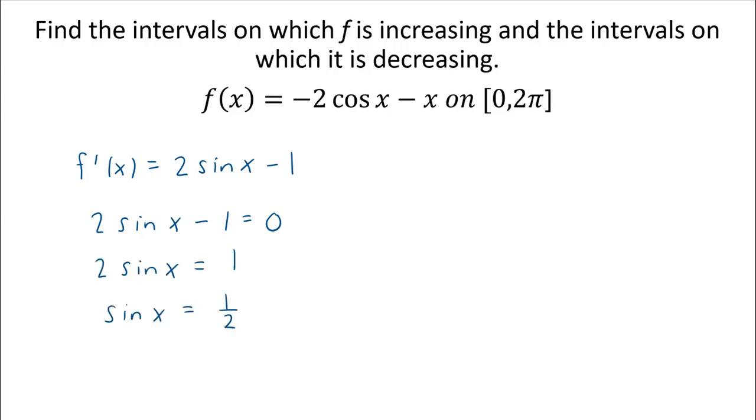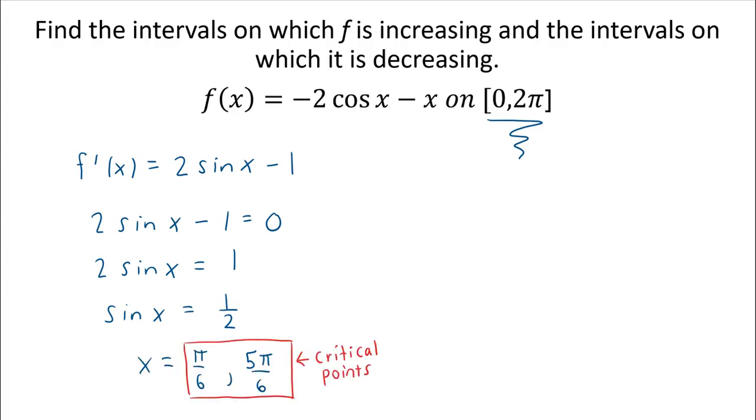To finish solving the equation, we need two angles between 0 and 2 pi inclusive that have a sine value of 1/2. Sine is positive in the first and second quadrant, so that's how we know we're going to have two solutions to this equation. The angle in the first quadrant that has a sine of 1/2 is pi over 6, and if we use that pi over 6 as our reference angle in the second quadrant, we find our second solution, which is 5 pi over 6. So pi over 6 and 5 pi over 6 are our critical points.